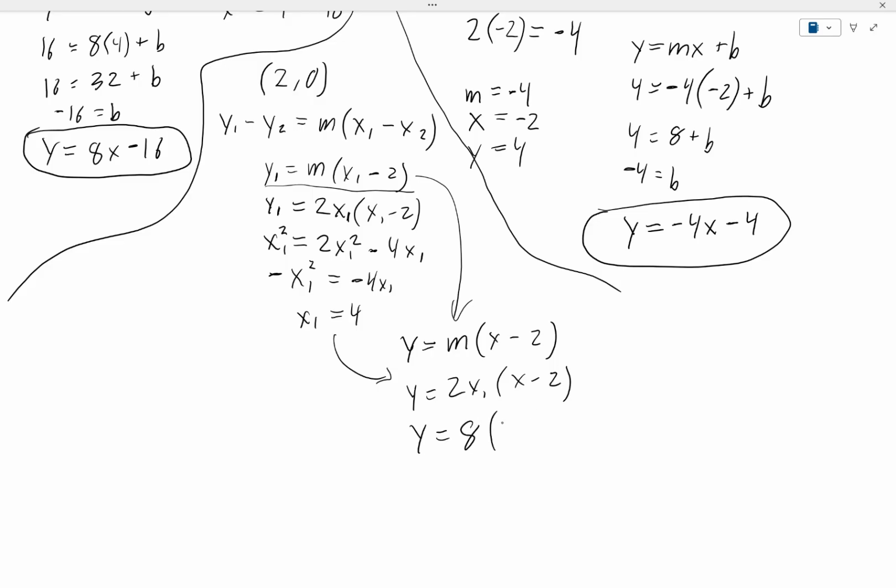So y equals 8x minus 2. And if I distribute that, I get y equals 8x minus 16. So that's the equation of this tangent. You can see it's actually the same equation as we had for part B.